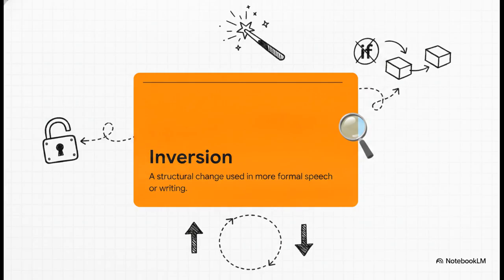We use a structural shift called inversion. It's basically a stylistic choice used in formal speech or writing where we literally omit the word "if" completely and then flip, or invert, the subject and the auxiliary verb. It feels a bit like pulling off a magic trick the first time you do it, but it absolutely upgrades your sentence on the spot.